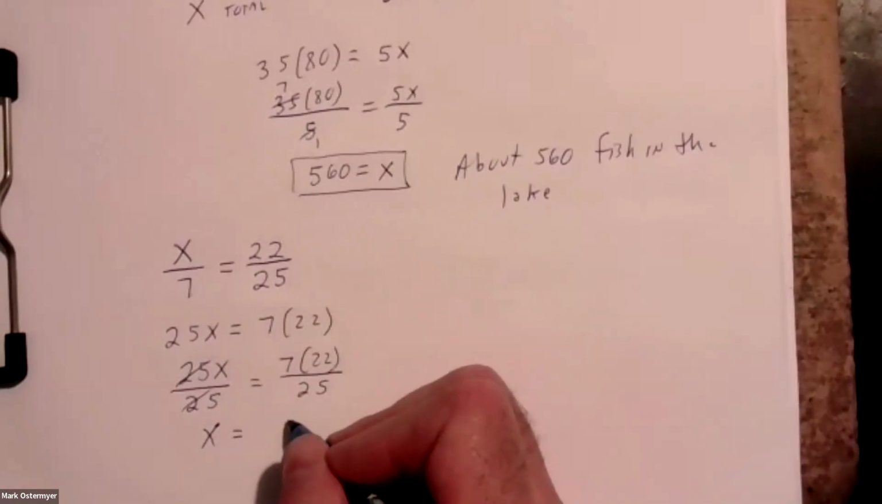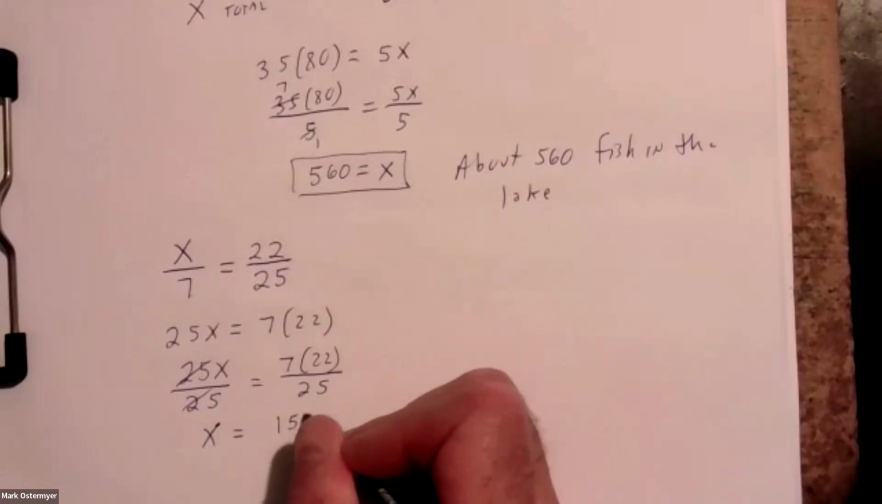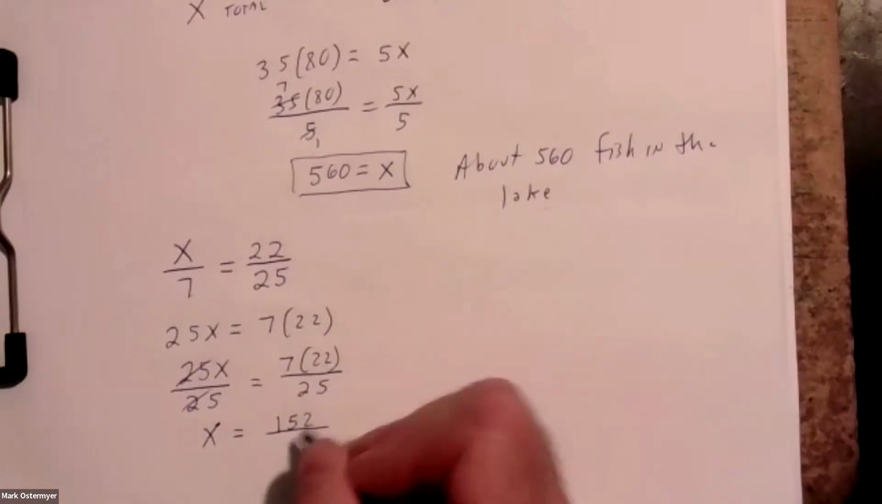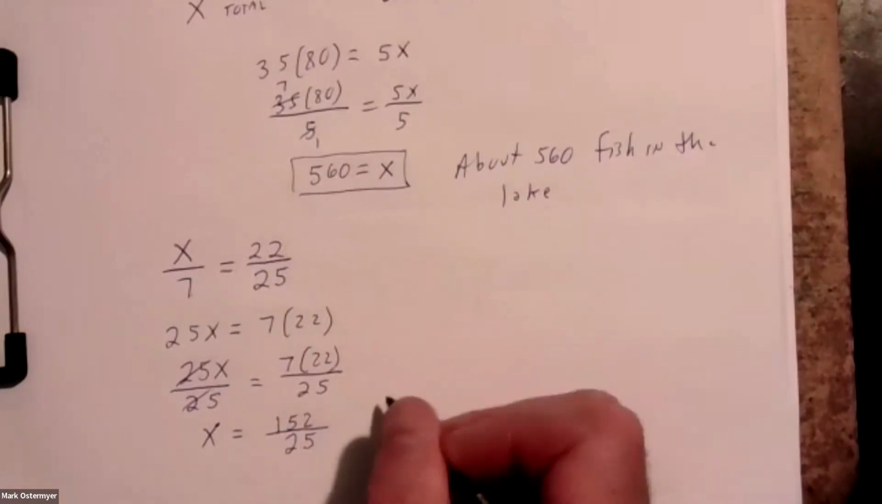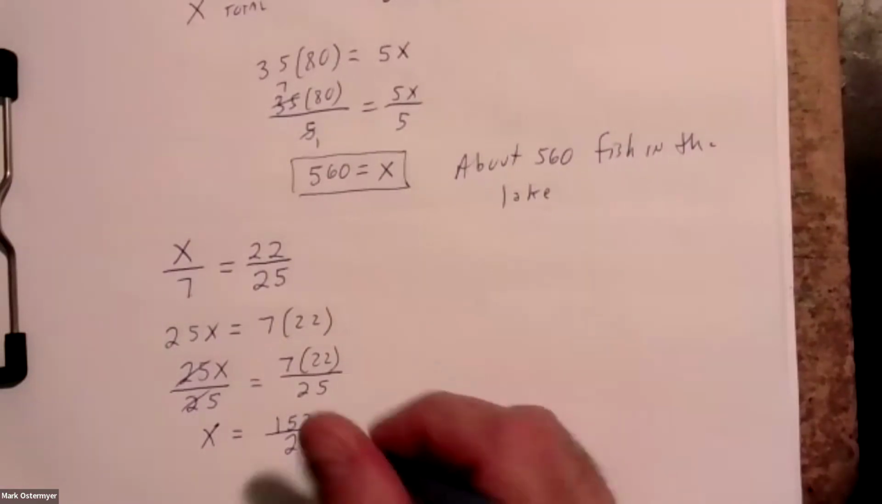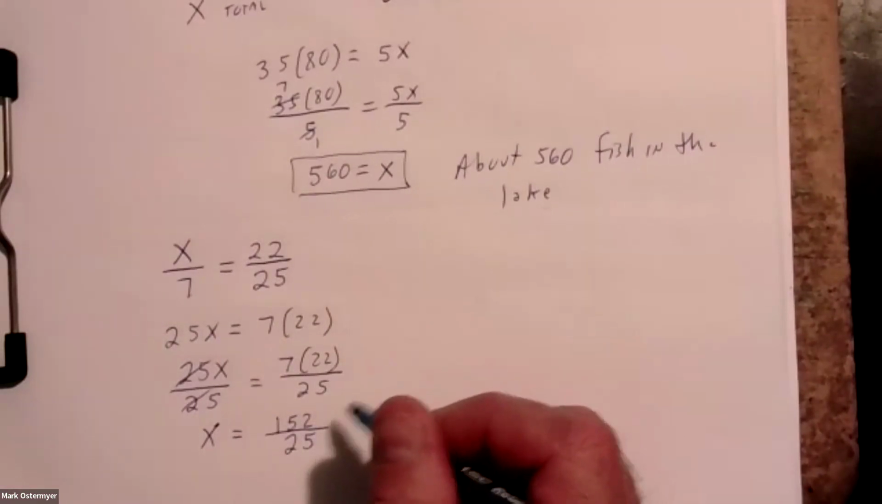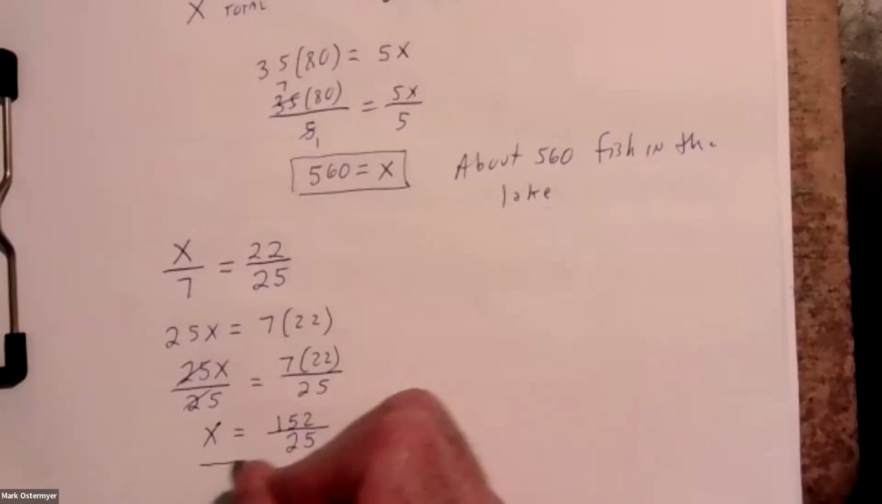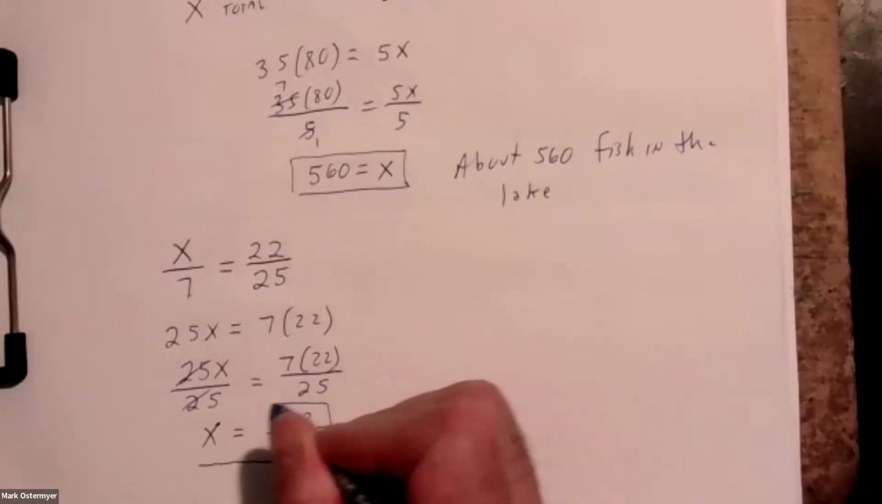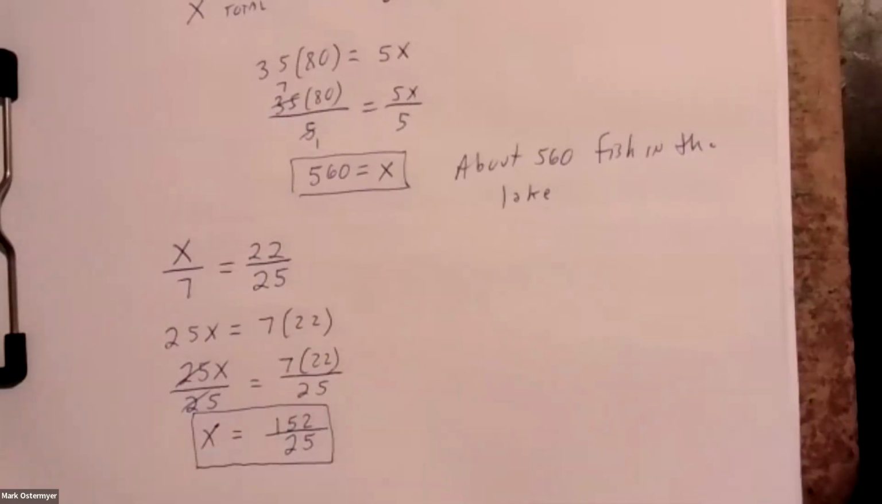7 times 22 is going to be 152. 125. And, I can't think of anything that reduces this down, so we could just leave it like that. Anybody get something like that?